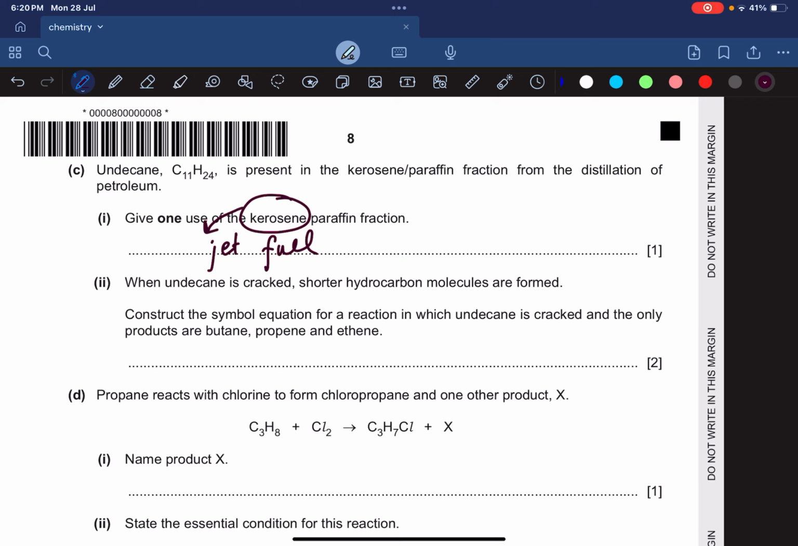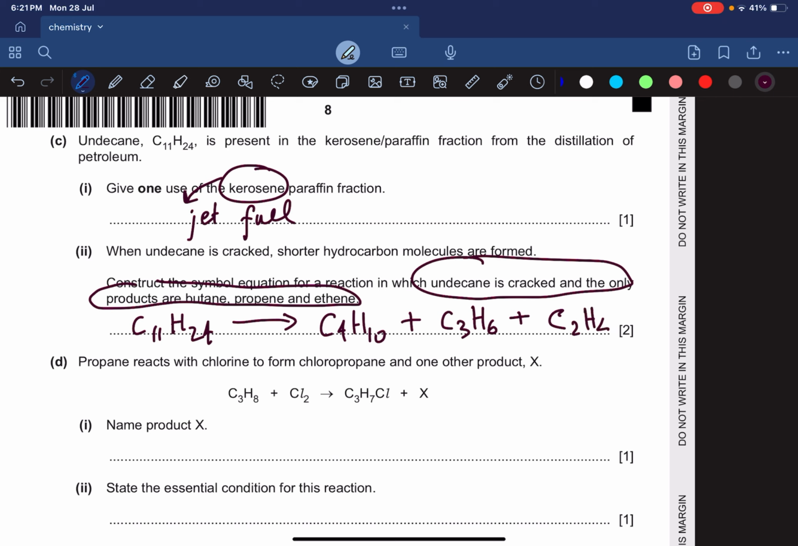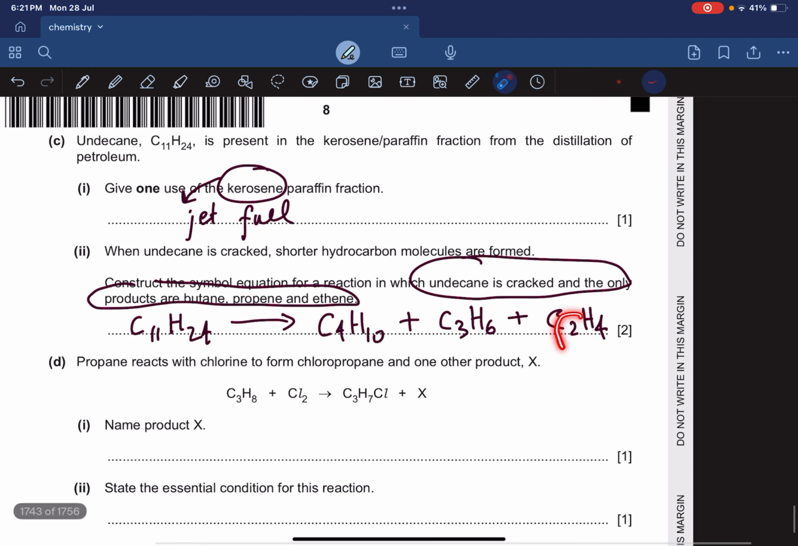Okay, construct the simple equation for a reaction in which undecane is cracked and the only products are butane, propene and ethene. Let's draw it. Okay, we have C11H24. We're cracking it, and the products we're forming are butane, C4H10, one alkane, plus propene, which is C3H6, one alkene, and another alkene, which is C2H4. So let's balance it out. We have 4, 5, 6, 7, and 8, 9. We need 2 more carbons. So in order to get 2 more carbons, we're going to put a 2 over here.